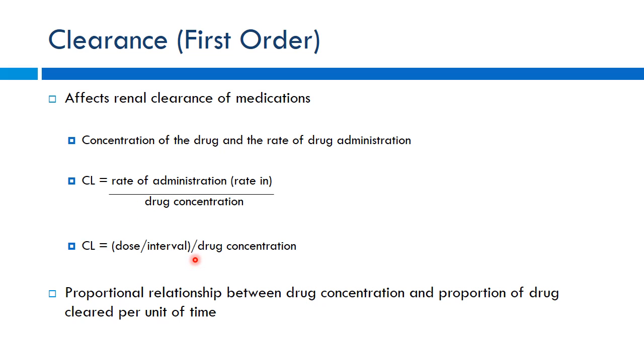Basically, what you can do is sub in your dose and your interval for the amount of drug that I'm administering, because most drugs we don't give via continuous infusion. It's very cumbersome to do that. What we can do is look at the dose that we're giving based on the interval. Interval just means if I give a drug every 12 hours, every 24 hours, every 6 hours, whatever it happens to be, that's the interval I'm going to be administering it. And so what you find is there's a proportional relationship between that drug concentration and the proportion of drug that gets cleared per unit of time.